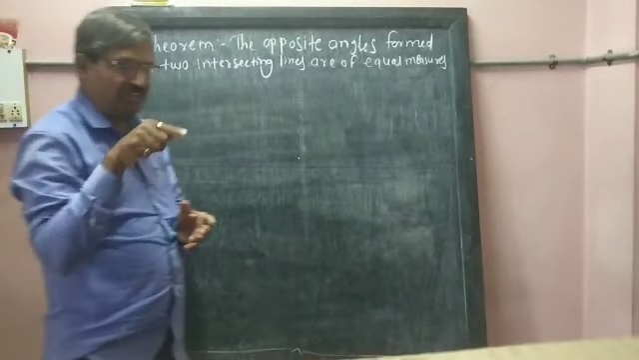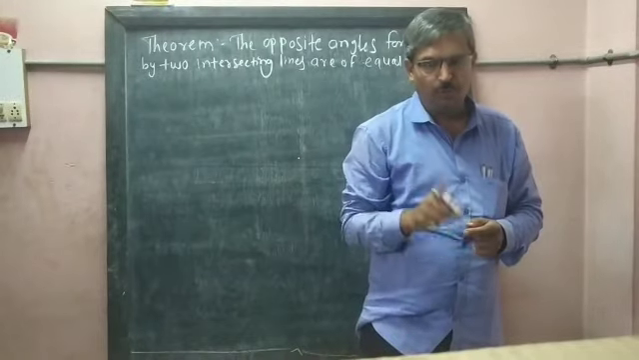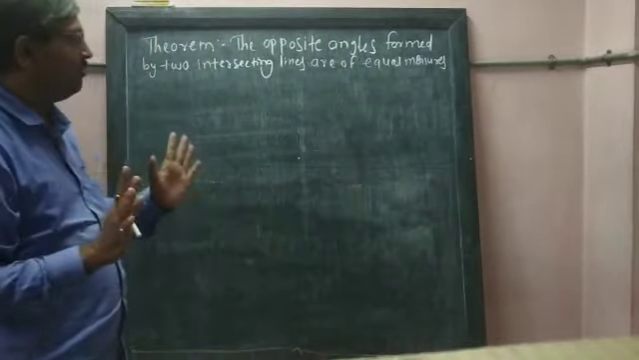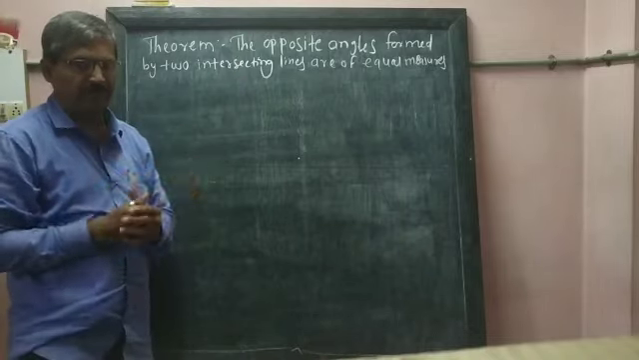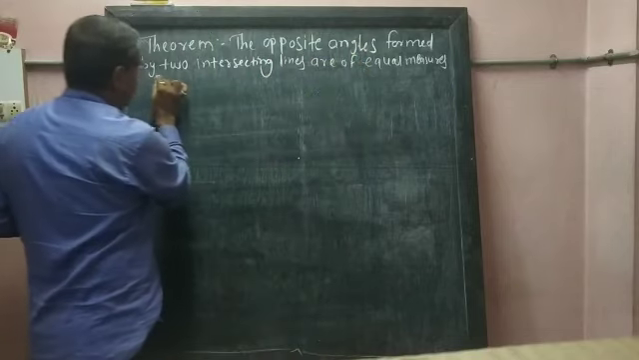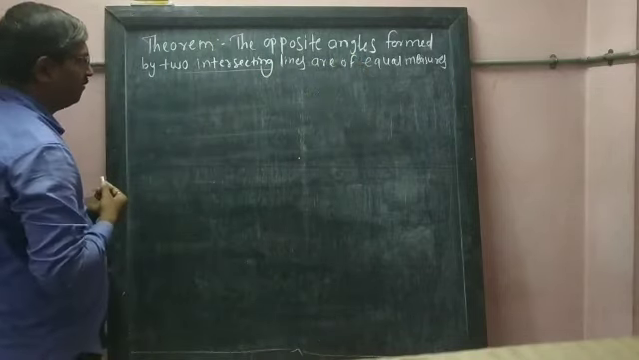We should write what conditions are given to us and what we want to prove. That also you have to mention. No information will be provided besides this statement. Now, the opposite angles formed by two intersecting lines. I am going to prepare a diagram.